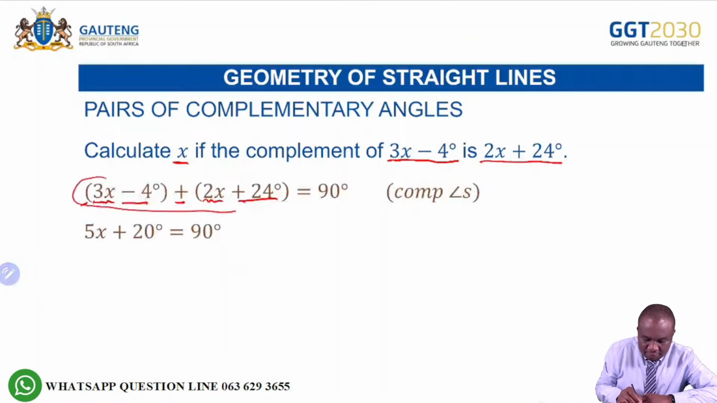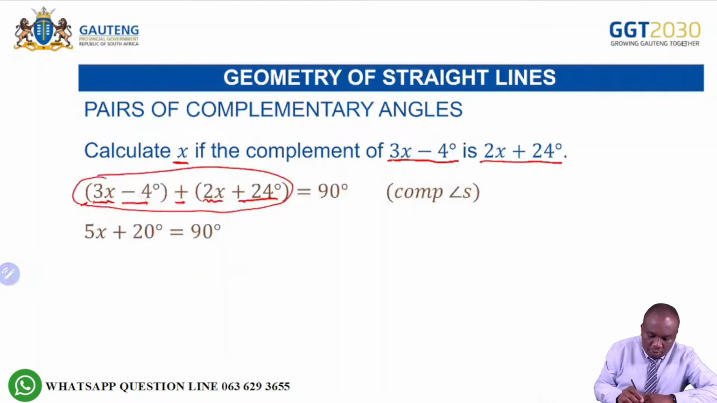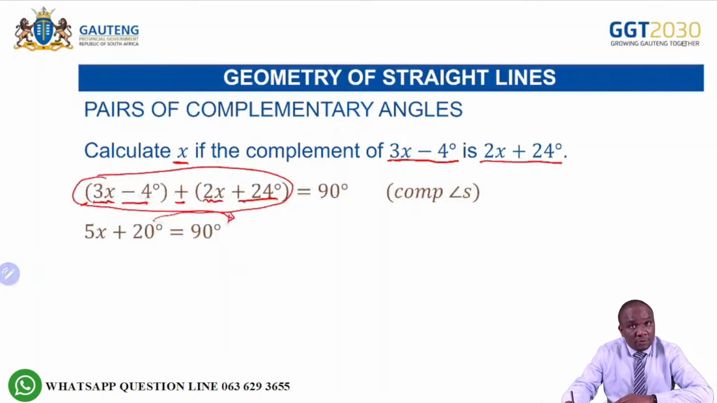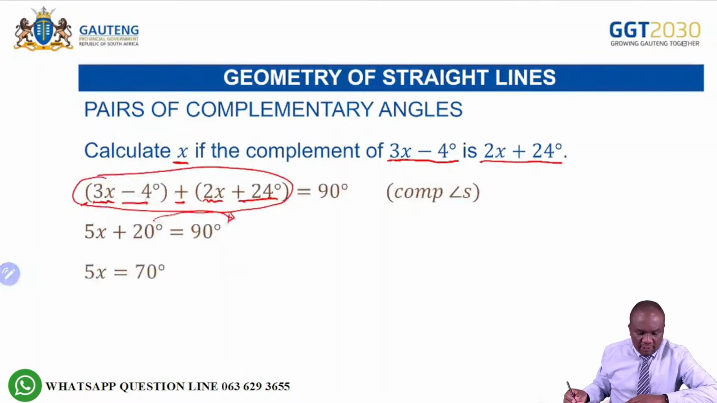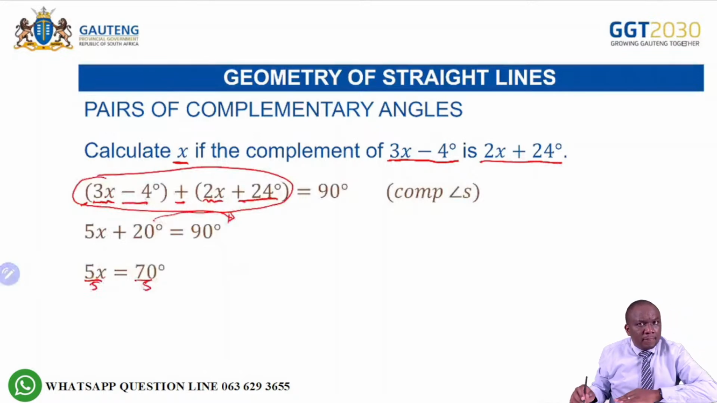This simplifies to 5x plus 20 is equal to 90. Then what's the next step? We transpose, or subtract, 20 degrees from both sides of the equation. We transpose 20 to the right, it becomes negative 20. What is 90 minus 20? It is 70 degrees. Then what do we do to find x? Solving equations, divide by 5, divide by 5. You see that? And then x is equal to 14 degrees.